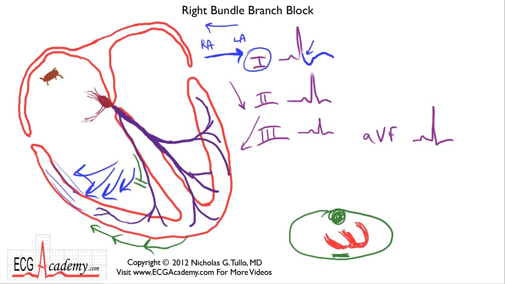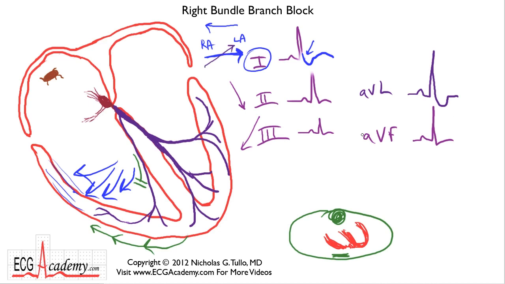So you can imagine that AVL is going to look much like lead 1. In fact, they usually look the same because they're both looking at the lateral wall of the heart. So AVL is going to look this way, 30 degrees above the horizontal.